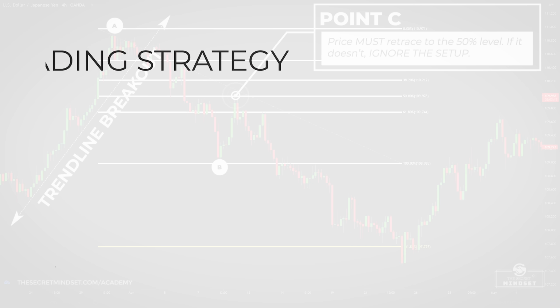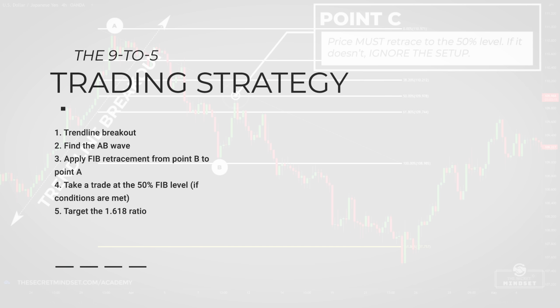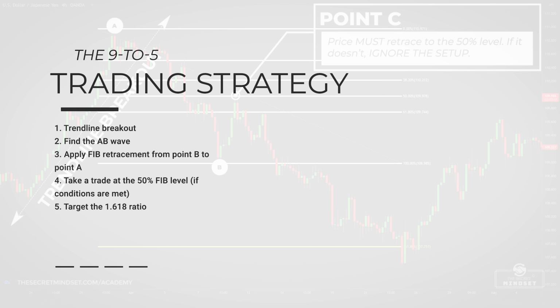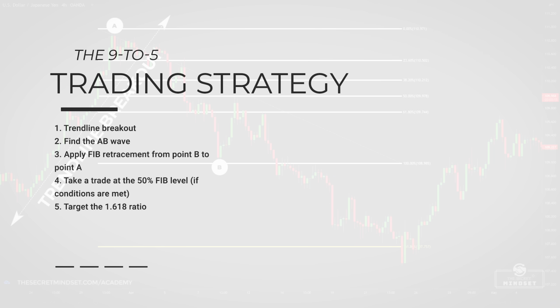So, trendline breakout, find the AB wave, apply Fib retracement from point B to point A, and try to take a trade around the 50% Fib level, targeting the 1.618 ratio. It's easy and, most important, price action based.